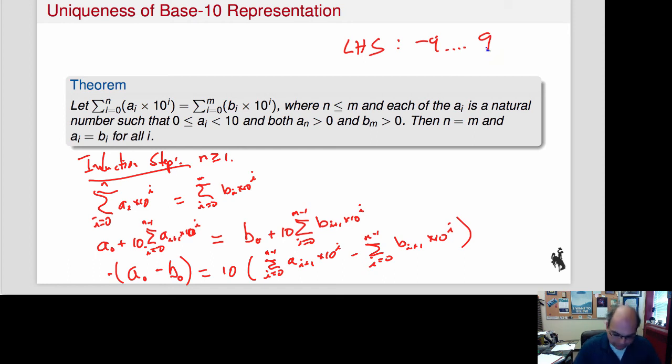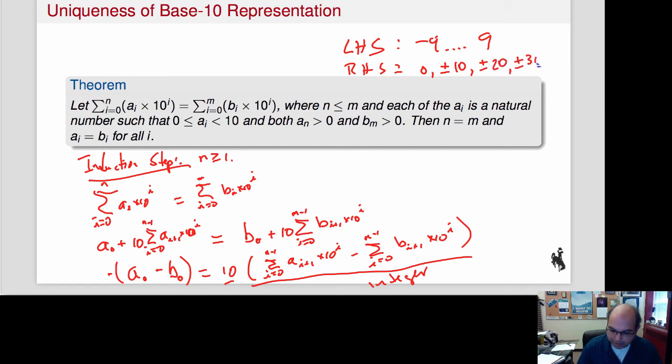Now let's look at the right-hand side. The right-hand side looks like 10 times an integer, which means that the right-hand side is equal to, let's say, 0 or plus or minus 10 or plus or minus 20, plus or minus 30, and so on, right? So somehow the left-hand side is equal to the right-hand side. And as you can see, the only way that's possible is if both of those are equal to 0. So a0 minus b0 must be equal to 0, or a0 is equal to b0.